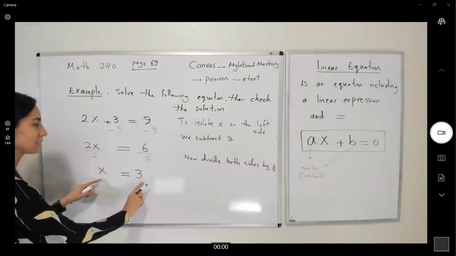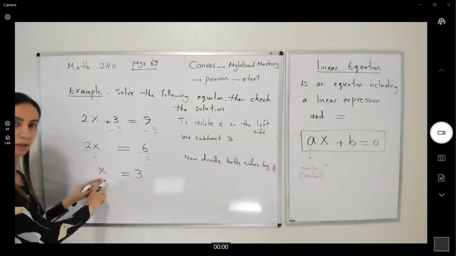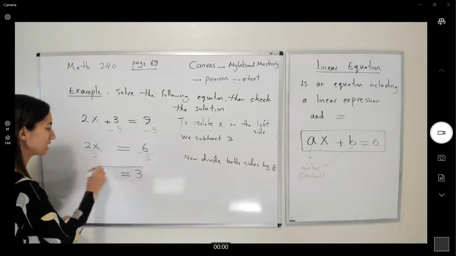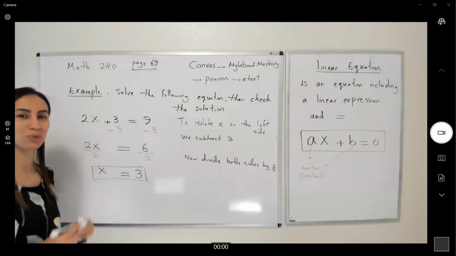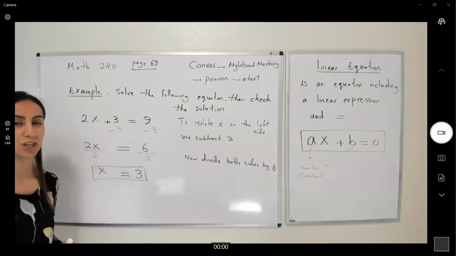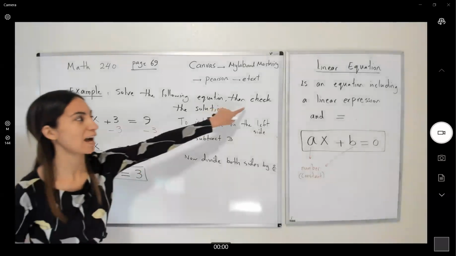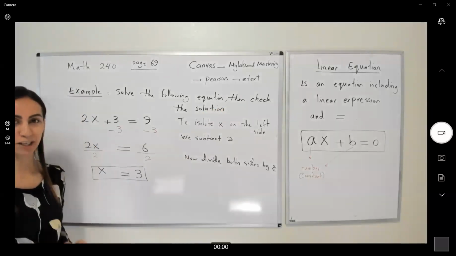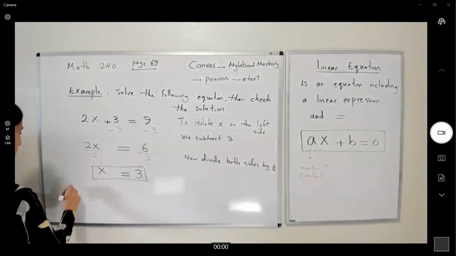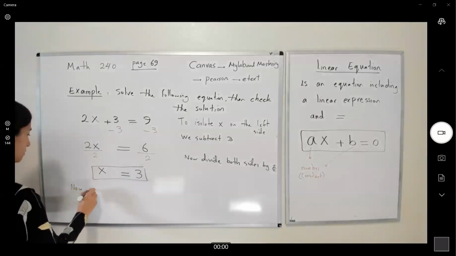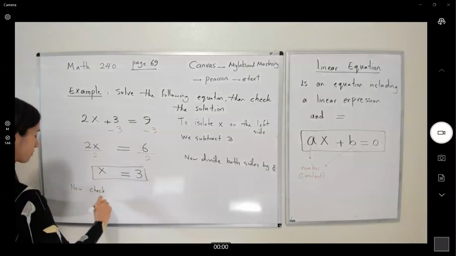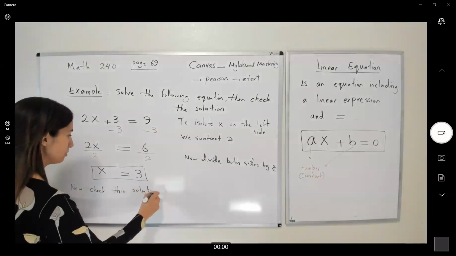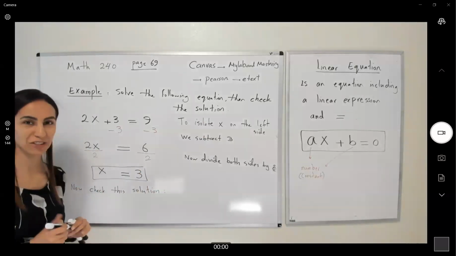The outcome says my x is isolated on one side and it's equal to a number. It seems like x equals 3 is the solution. But we have to check our solution to make sure this is the right solution. Now, check this solution. How do we check the solution?